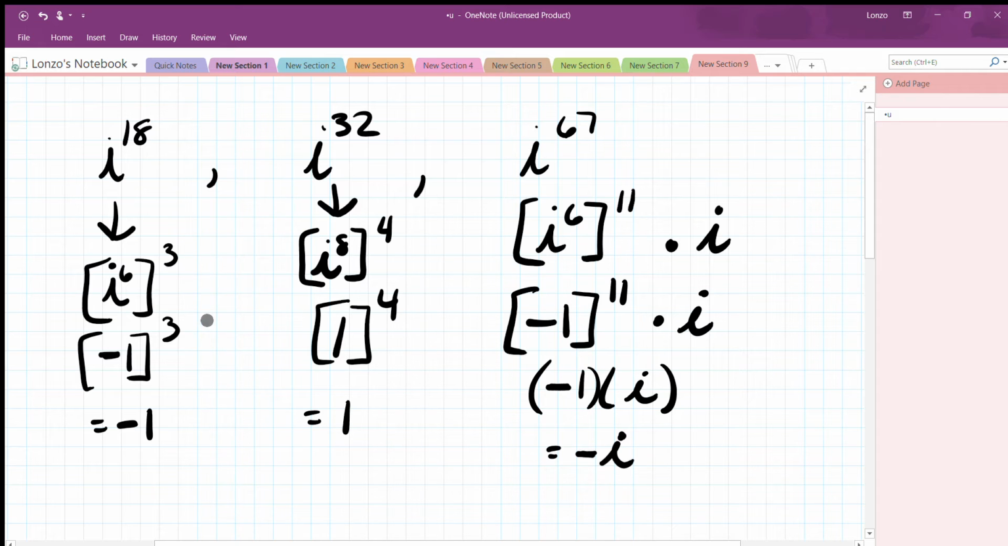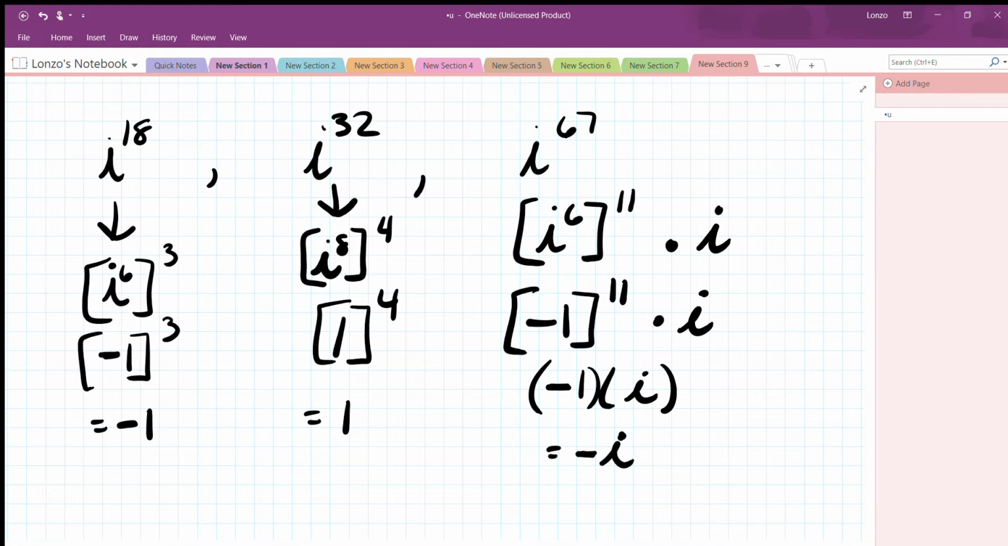Good. So i to the 18th is the same thing as negative 1. i to the 32nd is positive 1. And i to the 67th is negative i. So you pretty much use what you know. We know that i to the 6th is negative 1, and then you can raise that to the 3rd power. We can rewrite i to the 32nd as i to the 8th raised to the 4th power. And we can rewrite i to the 67th as i to the 6th raised to the 11th, times an i. We know that i to the 6th is negative 1, and you raise that negative 1 to the 11th power, you still get negative 1. Then you bring down that i, times i, so that's how you get negative i.